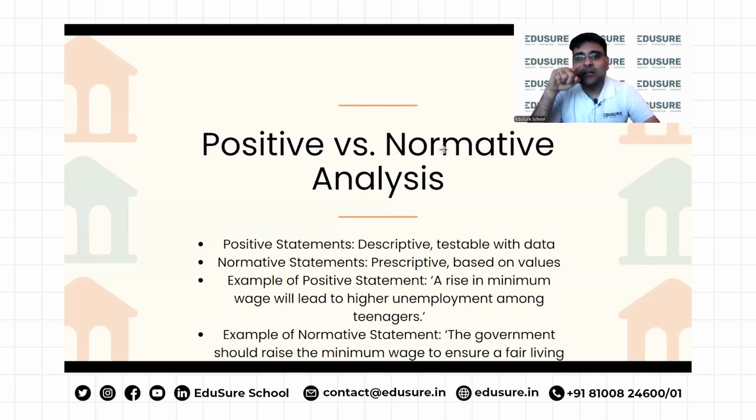A rise in the minimum wage will lead to higher unemployment among teenagers is a positive statement. It can be validated with data. By taking a random sample of teenagers, it can be validated. Normative statements are prescriptive in nature.